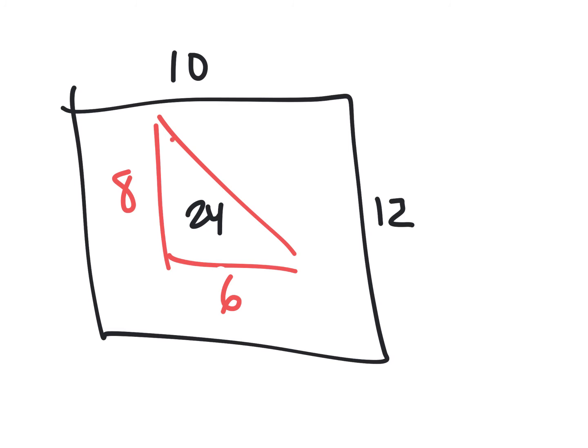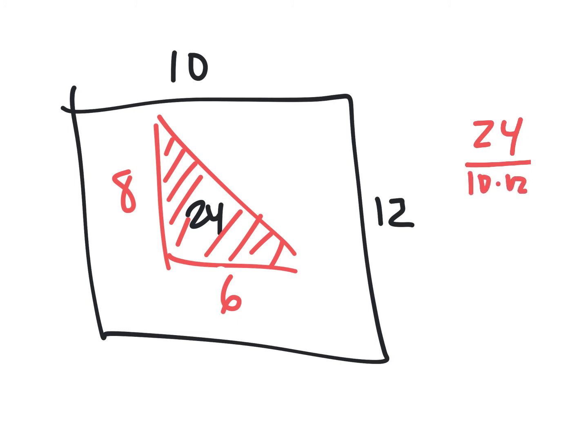What if that's out of a much bigger thing that's 10 by 12? If I want the area of this, it would be 24 out of 10 times 12. What if I want the blue shaded area?